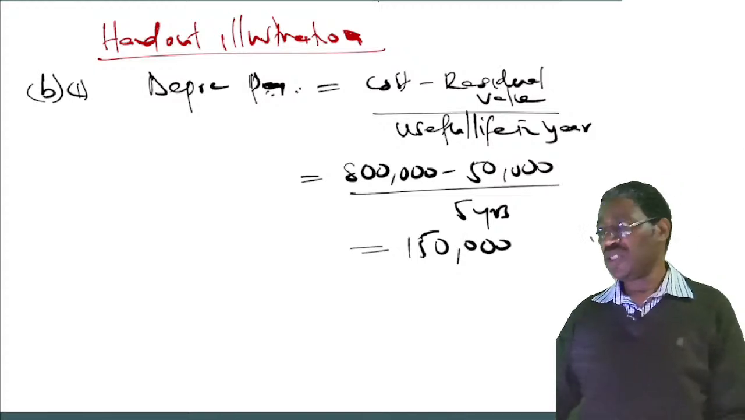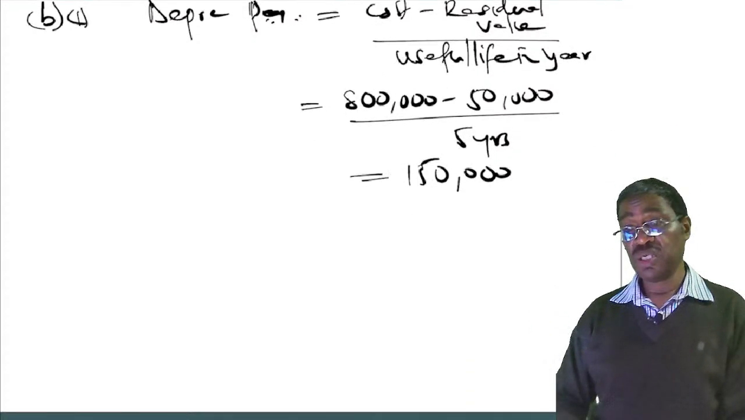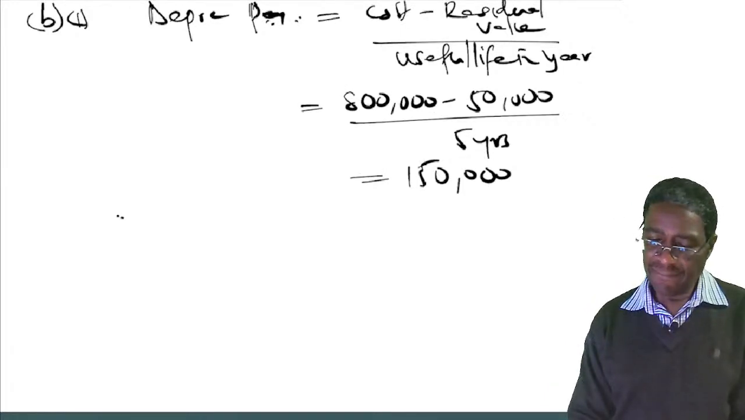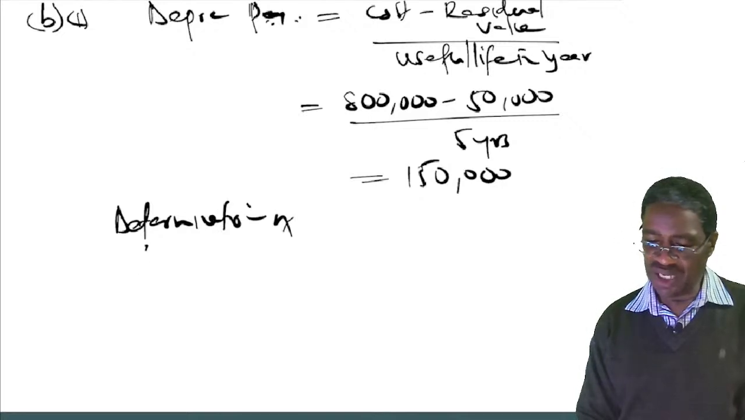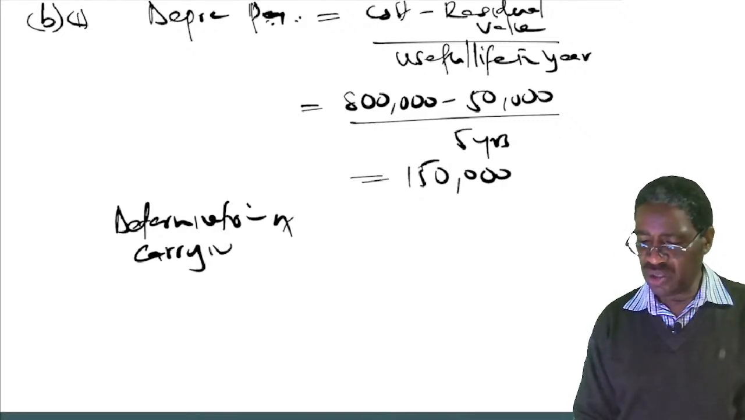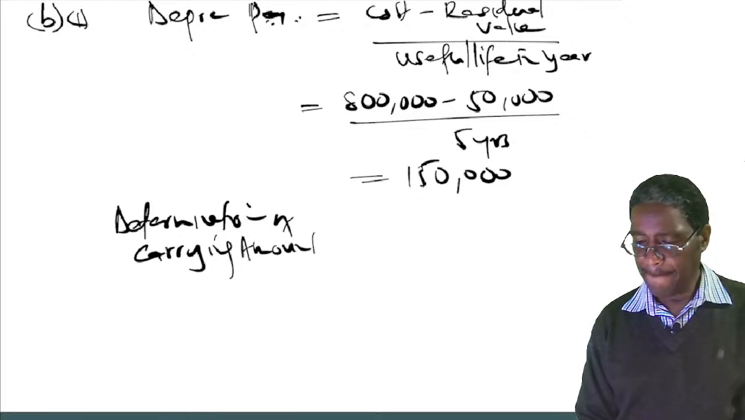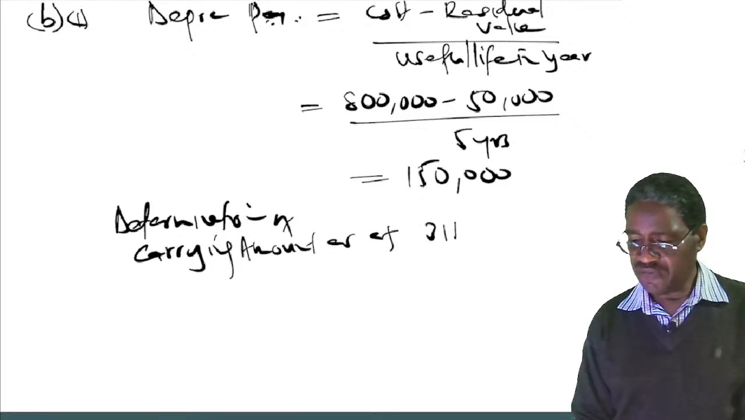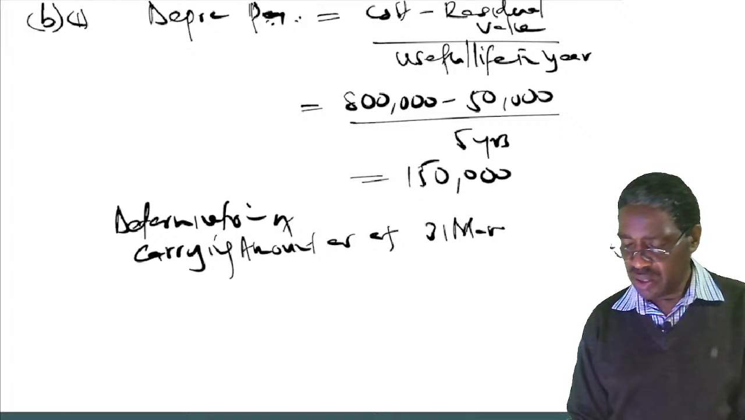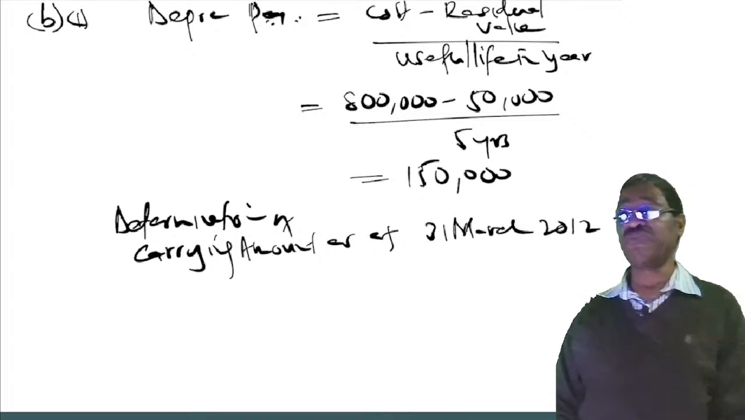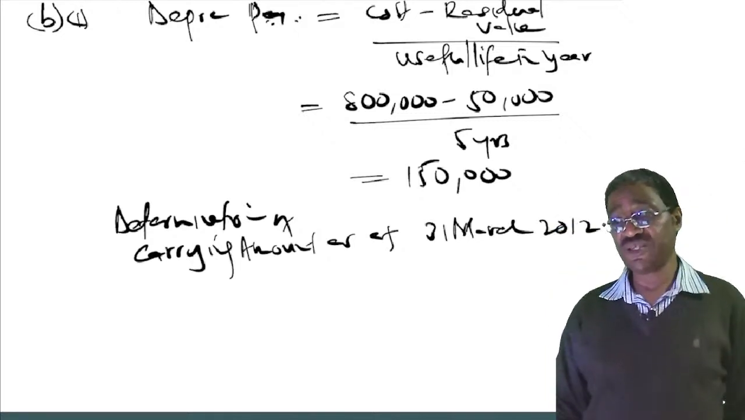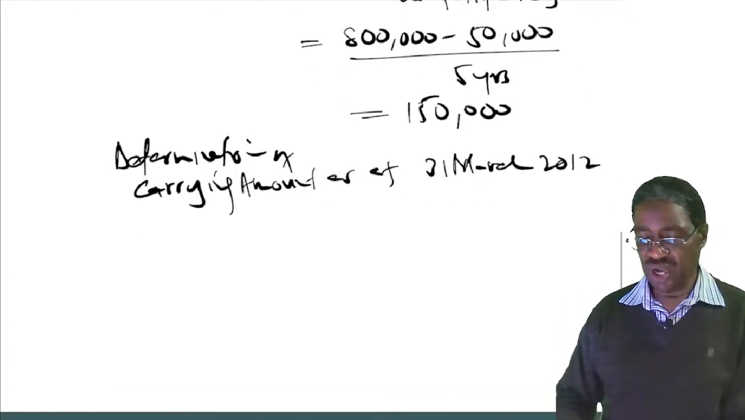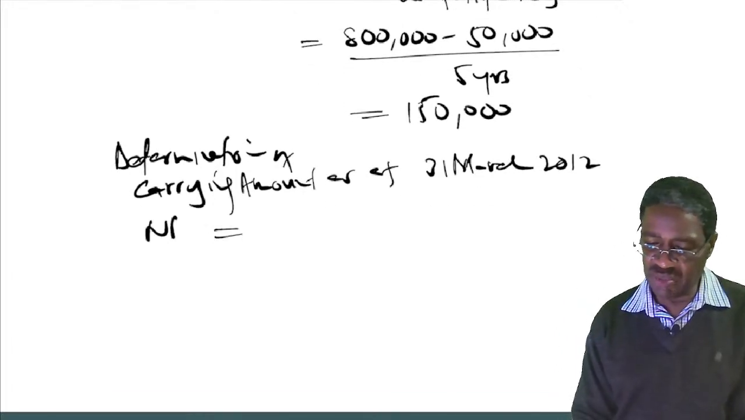Good. Now we can determine the net book value. Or we can even say, determination of the carrying amount as at 31st March 2012. That's the time we are testing for impairment. So the cost is, this is the same as net book value, by the way.